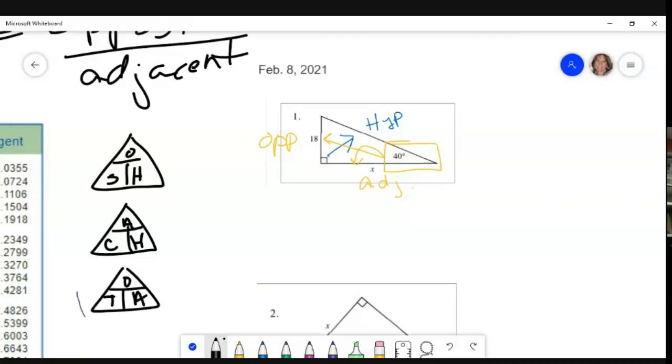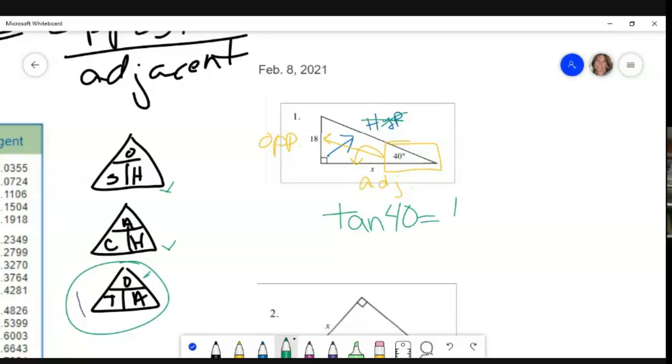All right. So again, like you said, you're correct. The hypotenuse was not given to us, and so that immediately scratches the sine and the cosine and leaves us only with the tangent as an option. Okay. So we are going to set that up. So tangent of 40 is going to equal the opposite, which was 18, over x.